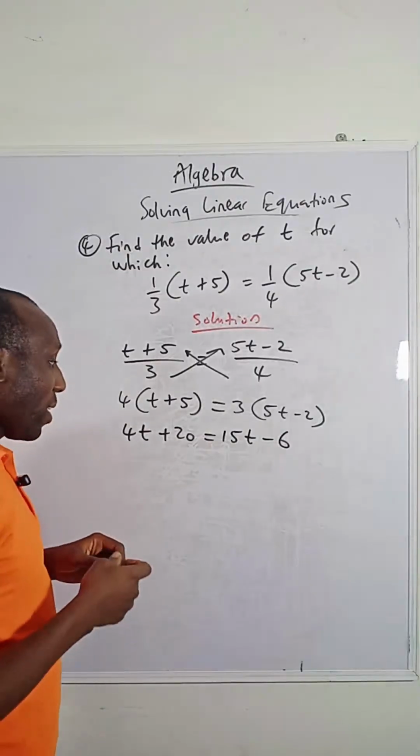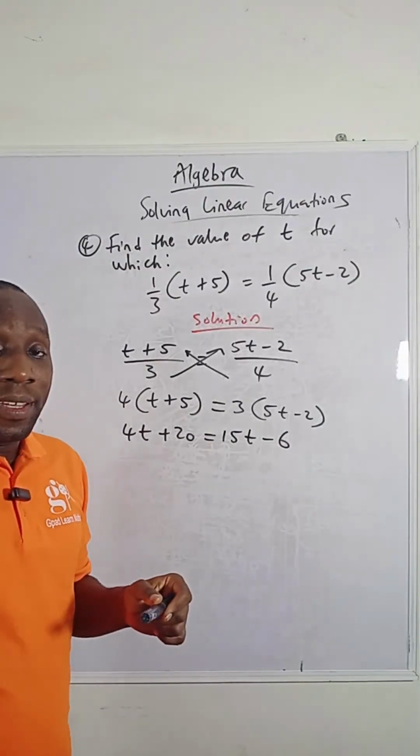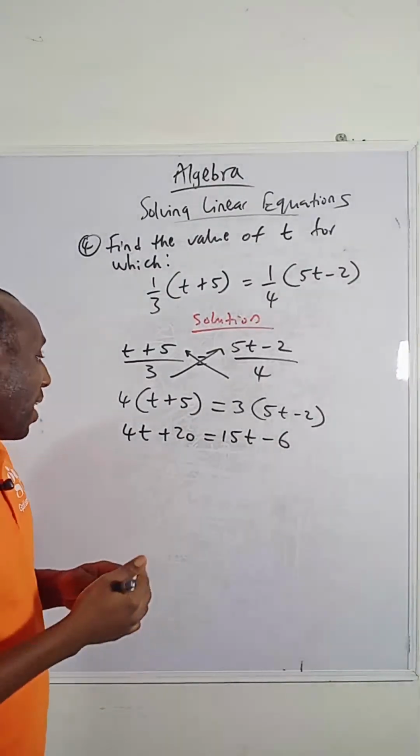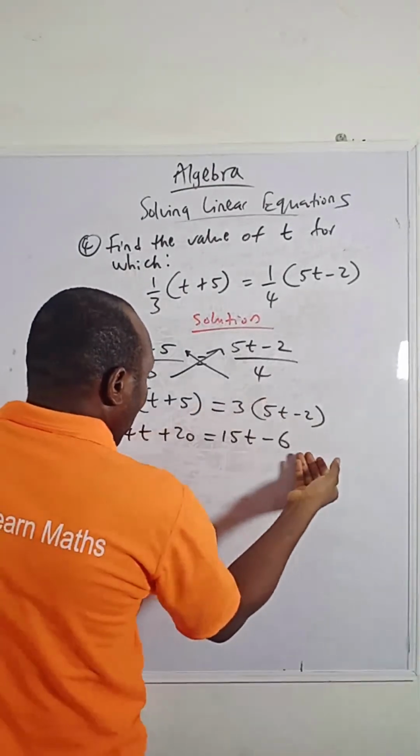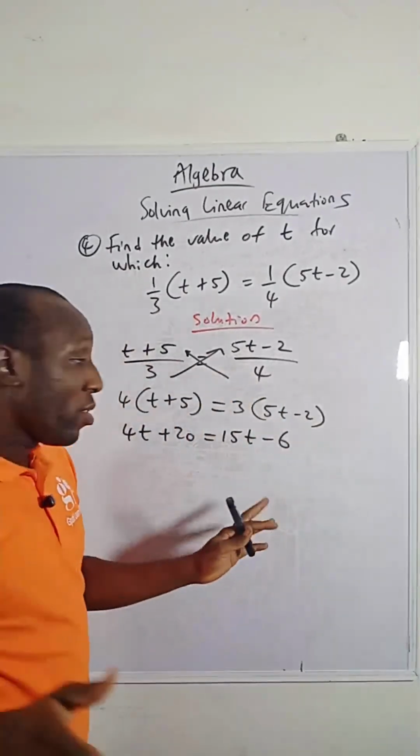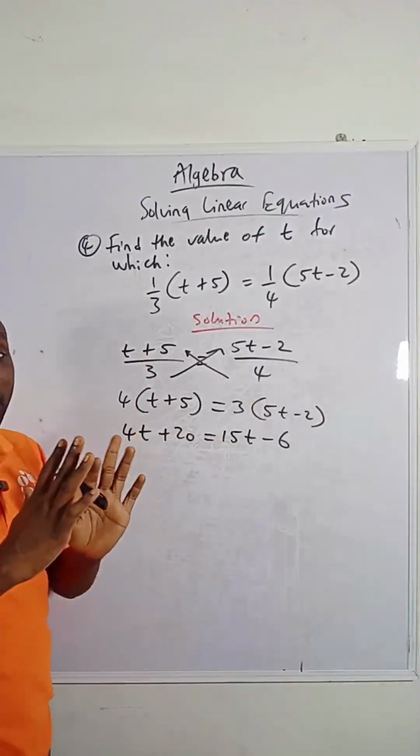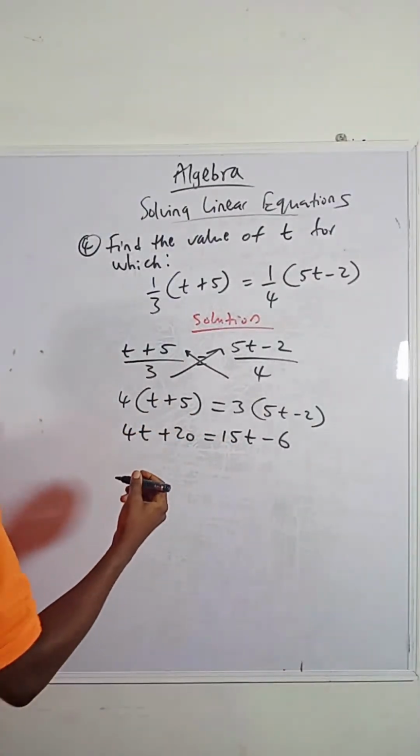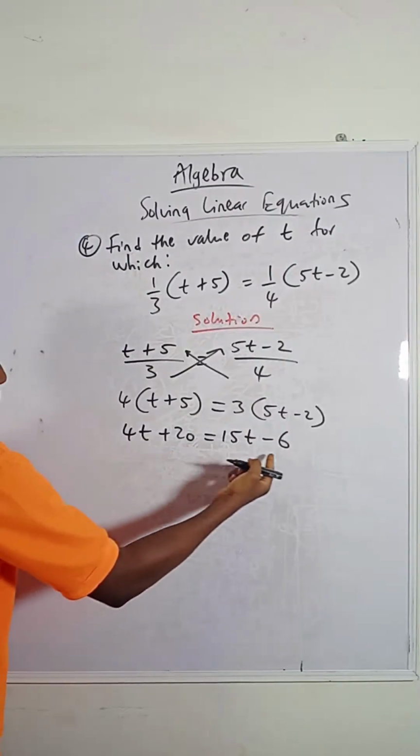Do you know what I would do? Because I don't want t to have a negative sign, I can just move 4t over to the right hand side. I move minus 4 to the left hand side. Again, you can still move 5t over here. It will not affect the answer. So it's going to be 20 plus 6.